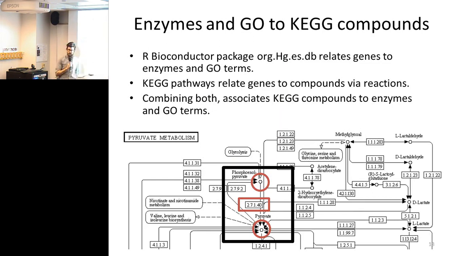That's the first stage. And then, in order to relate enzymes or GO terms with the genes that we've just related to the compounds, we use a Bioconductor package called org.Hs.eg.db. We get all of the mappings from GO terms or enzymes to genes, and then we go through all of the KEGG pathways to map all possible genes to all possible compounds that they are connected to through a reaction, and from there we get all of those annotations.